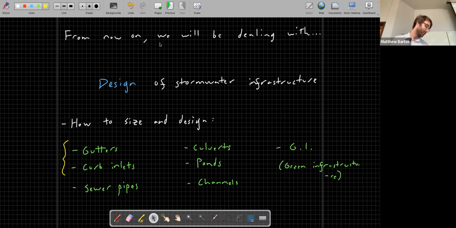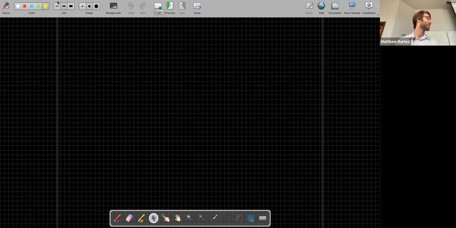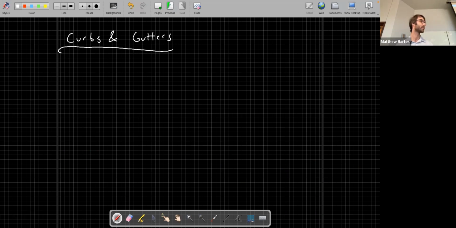Now that we have some background, let's talk a little bit about what we're interested in for curb and gutter design. As you mentioned, our primary goal in designing curbs and gutters is to keep water off the roadways. This is the primary goal of curbs and gutters. We're going to be talking about two primary subjects in these next two lectures: curbs and gutters.